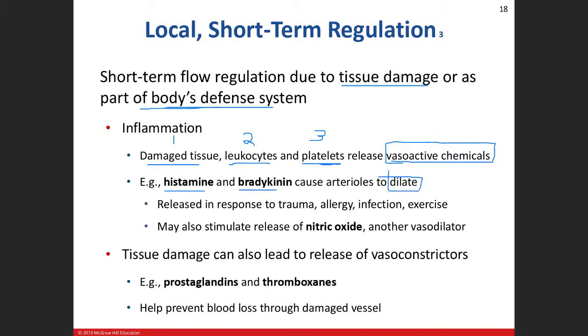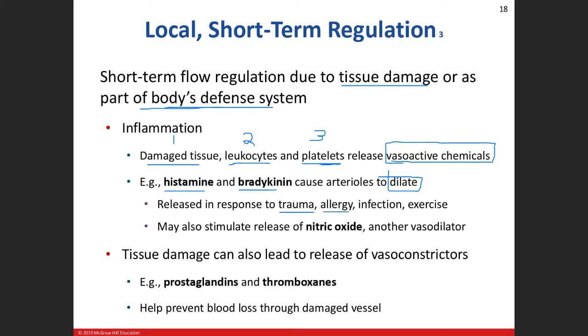For right now, you need to know they cause vasodilation. That's good. We want to vasodilate. We want to get more blood there. We want to get more white blood cells to the area. We want to get more platelets to the area to stop any leakage of blood, any damage to the tissue there. So initially, we see that vasodilation occur.